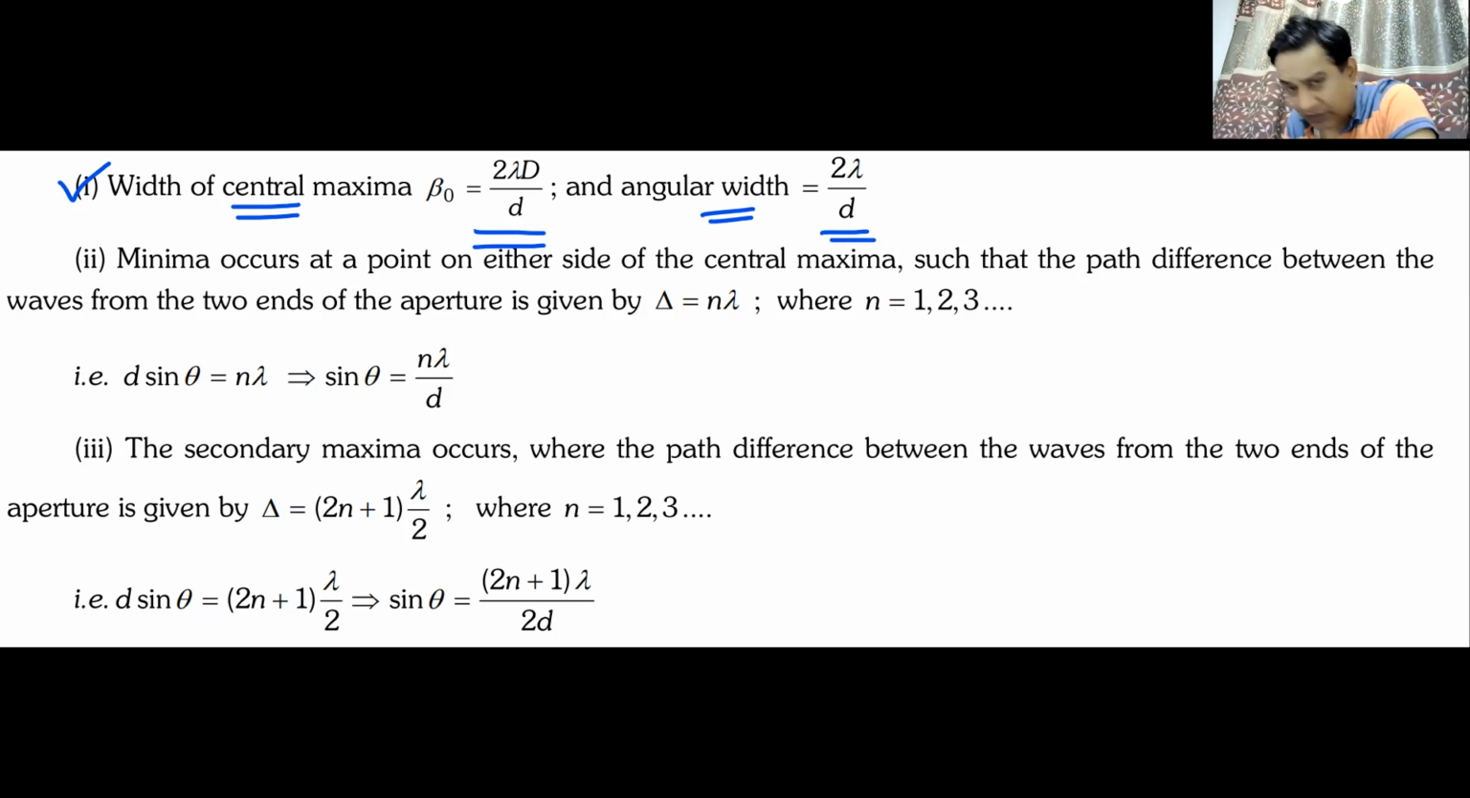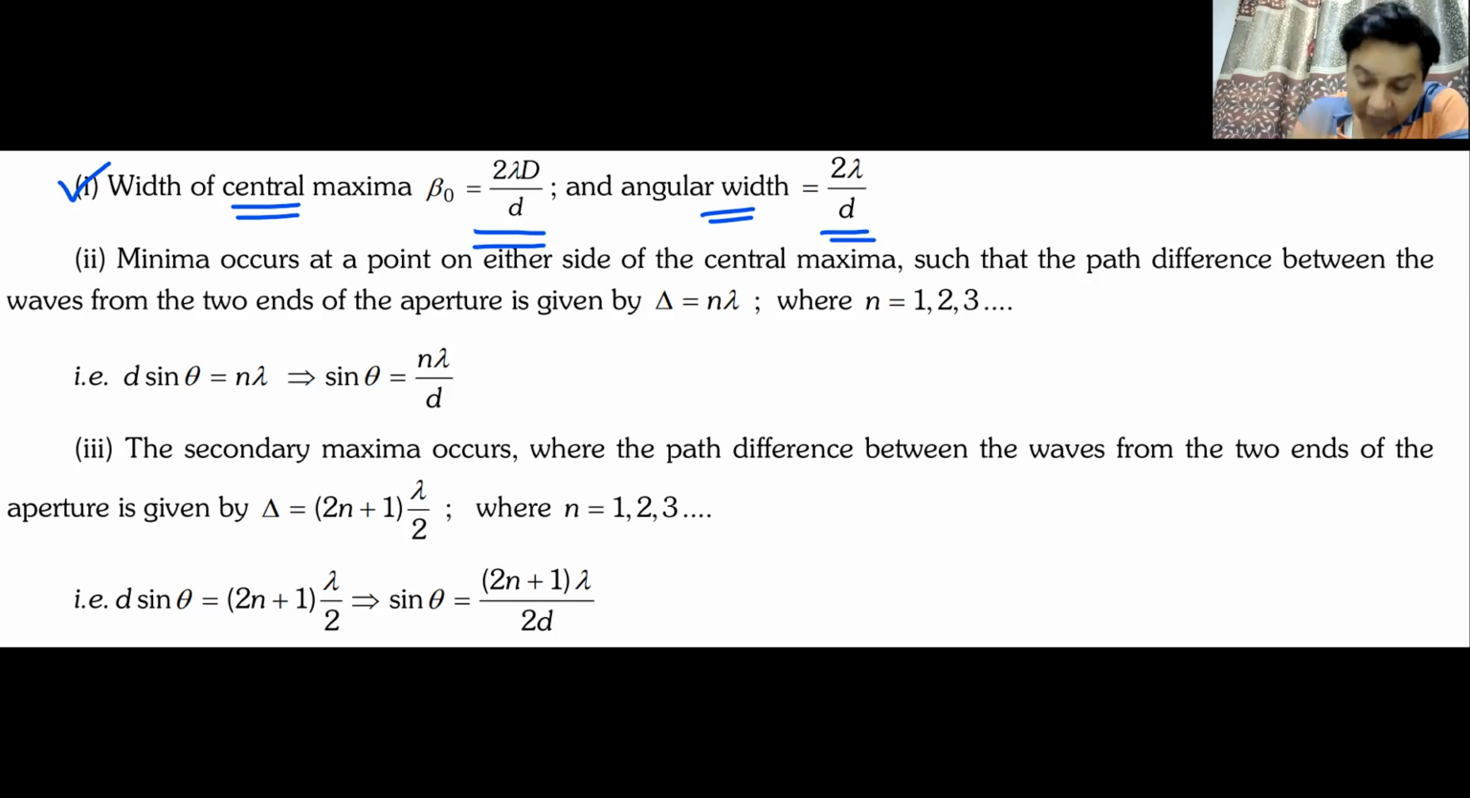Remember, these formulas are different from the formula that we read in interference. In interference, the fringe width was lambda D by d. Here it is 2 lambda D by d for the central maxima. For other maxima, it is lambda D by d. We will see all these points in your notes.